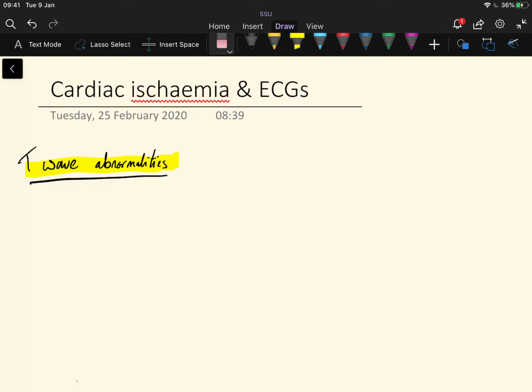So this particular video, in terms of cardiac ischemia changes, we're going to be looking at T-wave abnormalities, more specifically T-wave inversion, which is the most common that you're going to see.